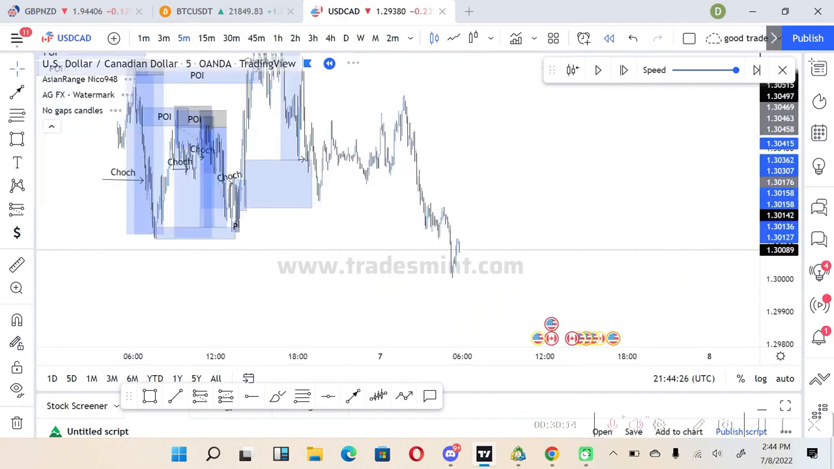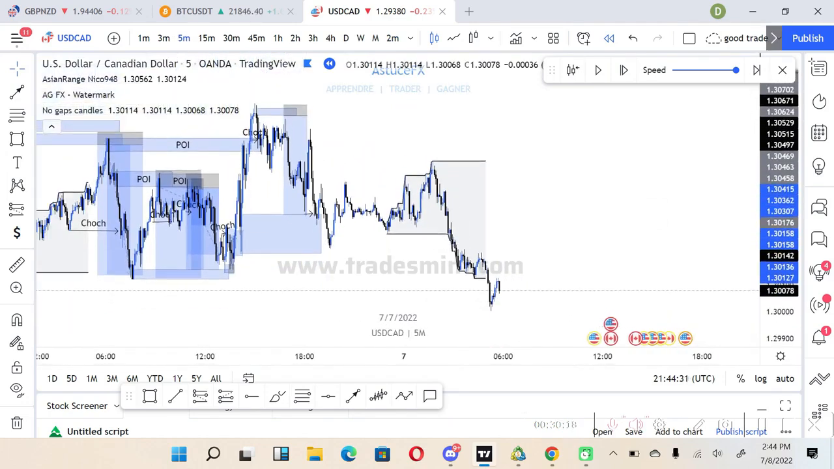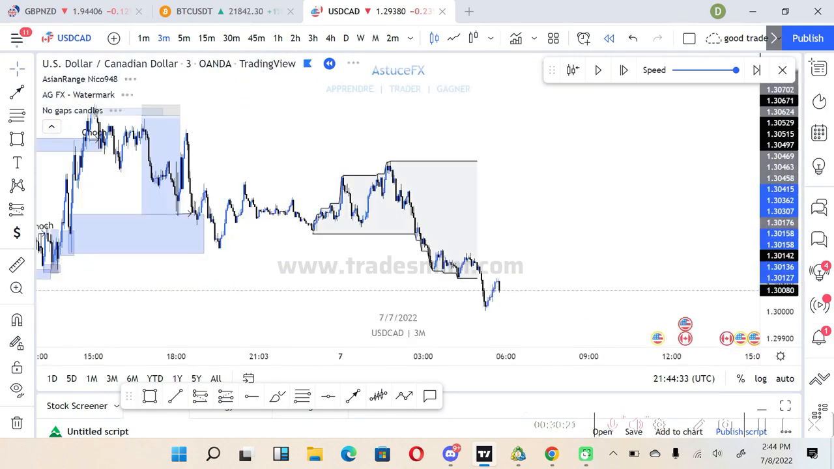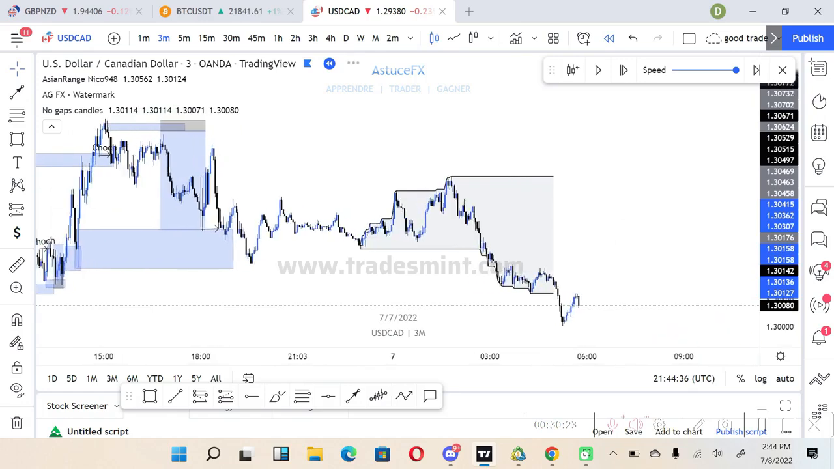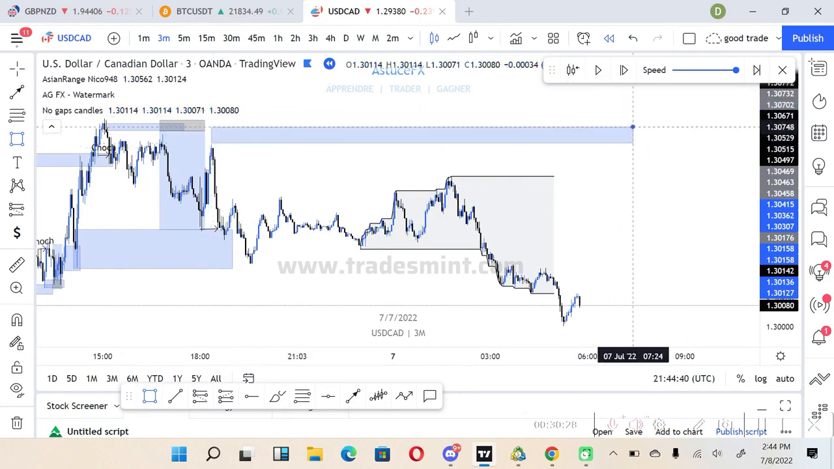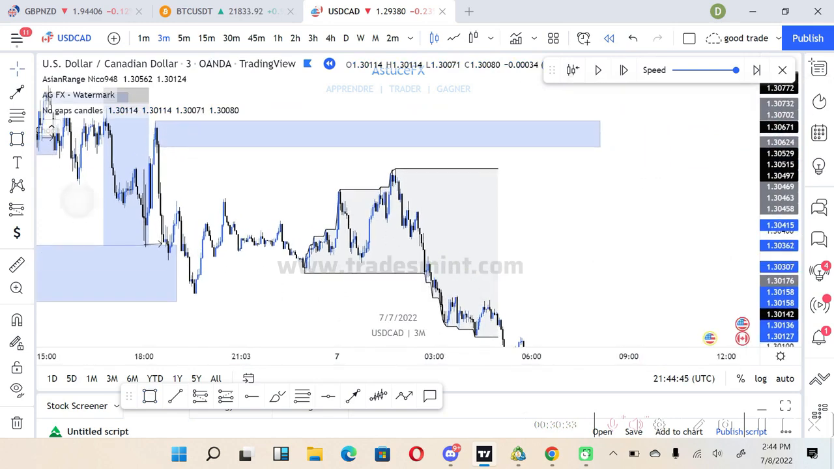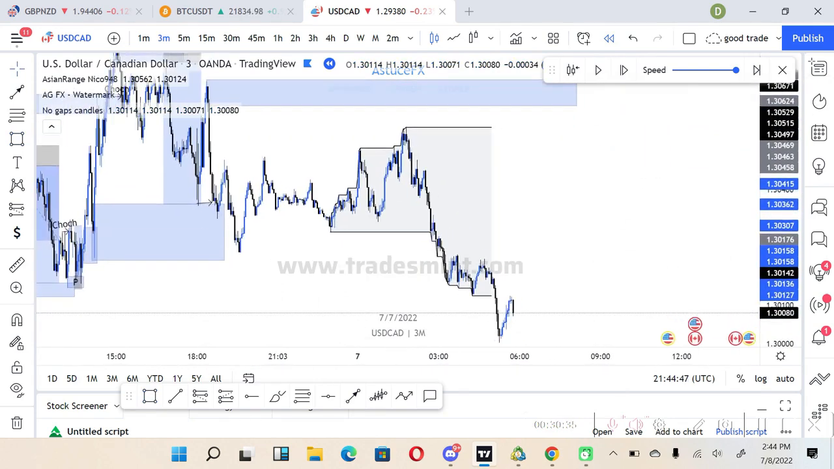Now let me try to go to the 5 minutes to see if I can find anything. This is actually 5 minutes. Let me try to check. Okay, I might be interested in this 3 minute POI. This is actually a 3 minute POI, and I like it a lot because we actually broke structure to the downside. Which one? This one. And we do have this Asia high to be taken. The market will come take out the Asia high before dropping lower, as the higher time frame is bearish.